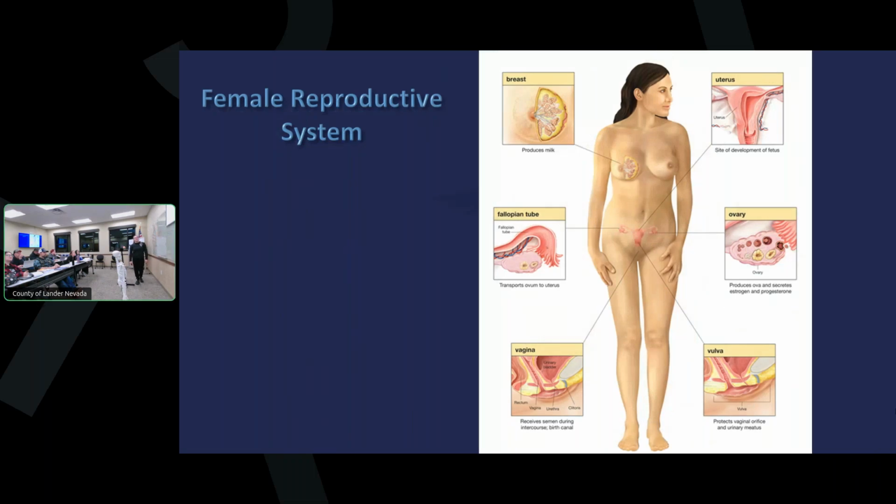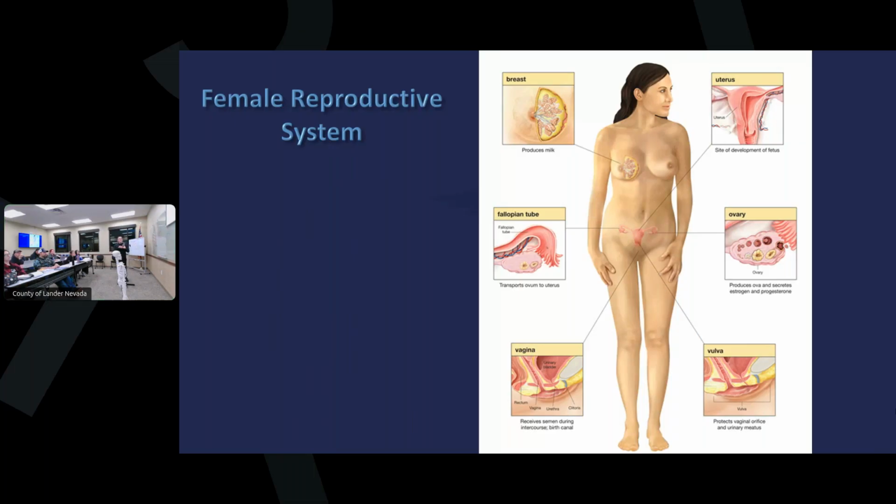And then the female reproductive system. So the breast produces the milk. Also, whenever we deliver a baby, we always try to have them breastfeed because it helps release chemicals in the uterus that help the uterus contract and stop bleeding. So more chemicals, more hormones, but the breast is part of that.